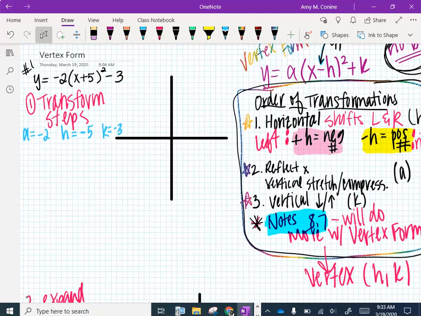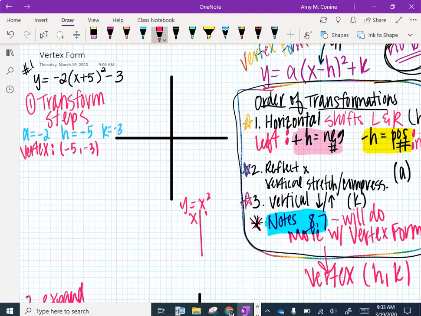So for both of these, we can say our vertex of this quadratic is going to be -5, -3, and we're going to show that in our graph. So the first thing I'm going to do before I start doing any transformations is graph my parent function. It's good to see where you're coming from so you know where you're going.